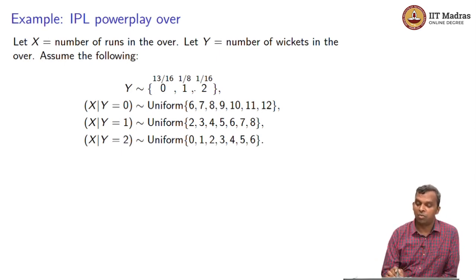So let's say the marginal of y is known. We're going to assume some very typical marginal. Most of the time there's no wicket, that's 13 by 16, and then there's one wicket with probability 1 by 8 and two wickets with probability 1 by 16. That's the marginal distribution of y.